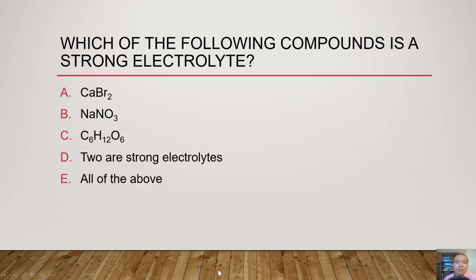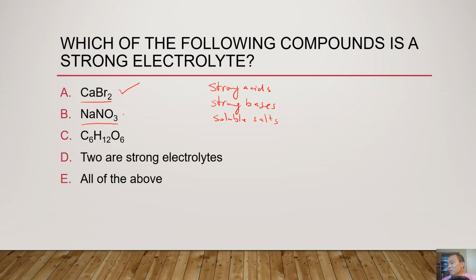Look at which of the following compounds is a strong electrolyte. Let's review this. What is a strong electrolyte? We have strong acids. You've got to remember those 6 strong acids. We have strong bases. I hope you do remember those 8 strong bases. And then we have soluble salts. So the first one, that's a soluble salt, so it is a strong electrolyte.